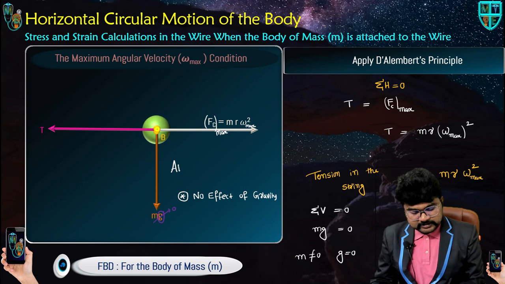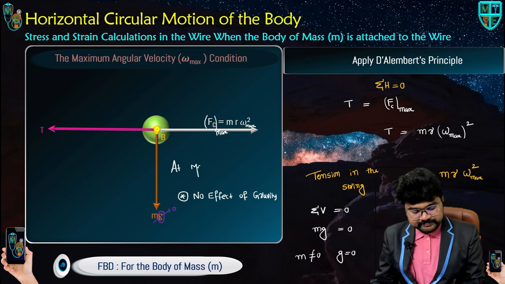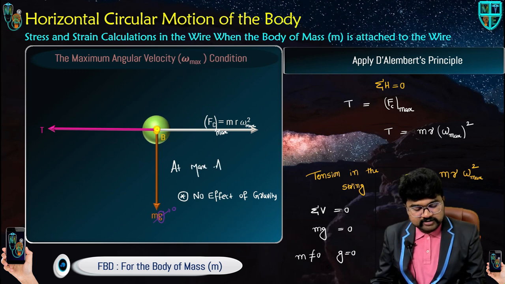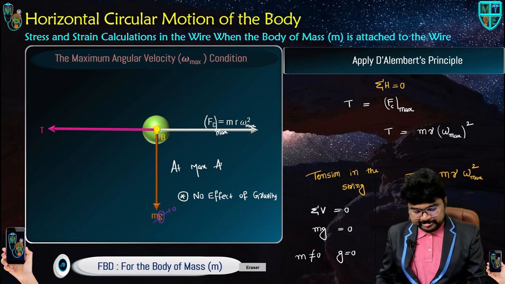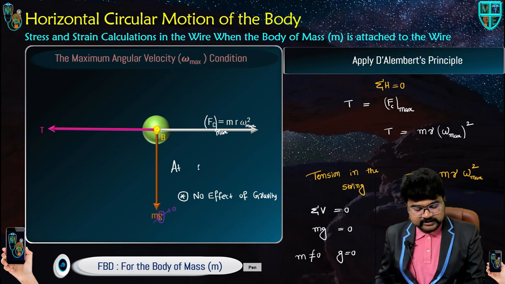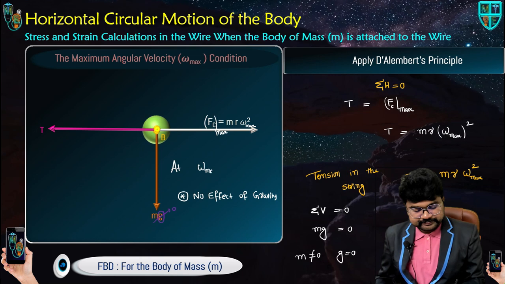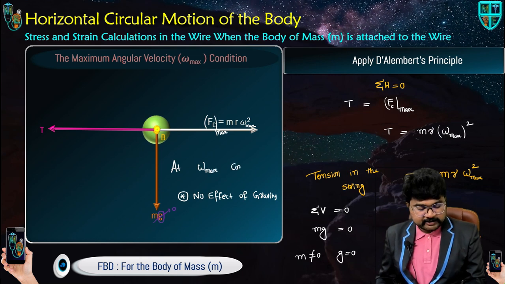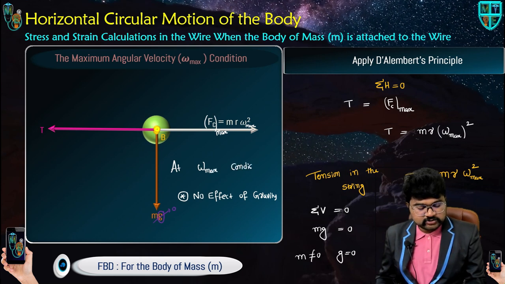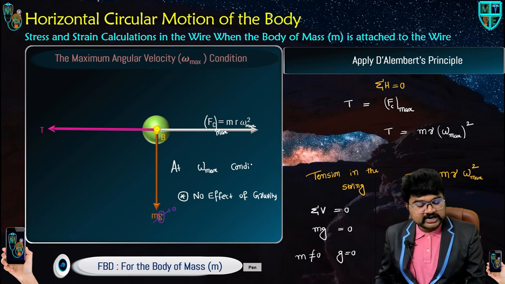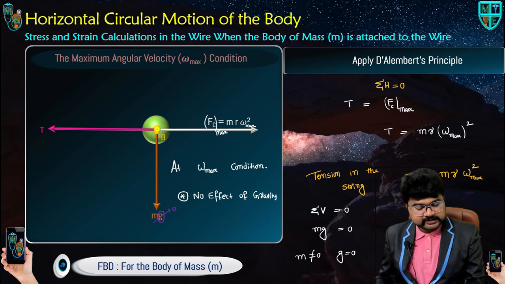At maximum angular velocity condition, I can write omega maximum, that too for horizontal circular motion. Understood na?